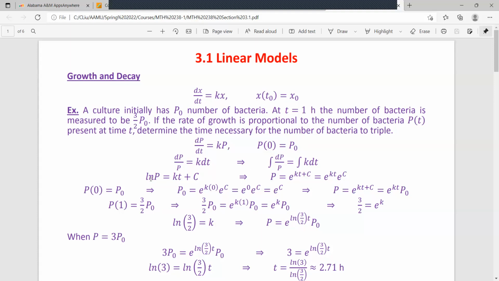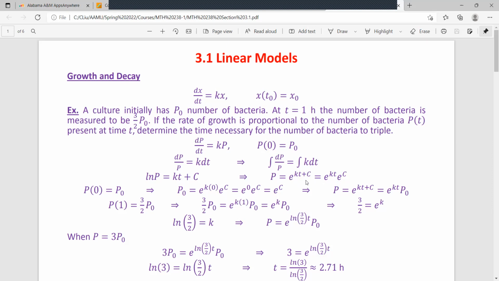We usually should get the natural log of the absolute value of P if you integrate 1 over P. But since the population P is always positive, we don't have to worry about the absolute value sign here. If you take the exponential on both sides, you get P equals e to the kt plus C, or e to the kt times e to the C. Now using the initial condition P(0) equals P0, just plug in 0 for t and P0 for P. So we get P0 equals e to the k0 times e to the C.